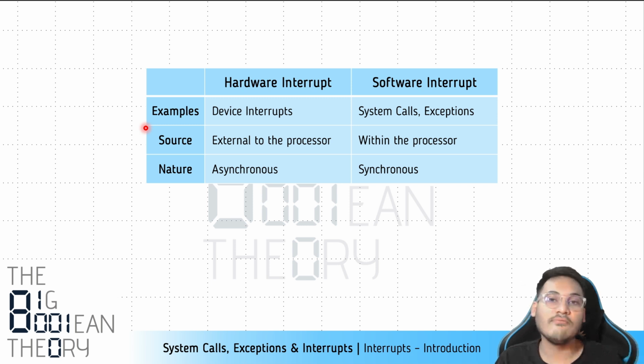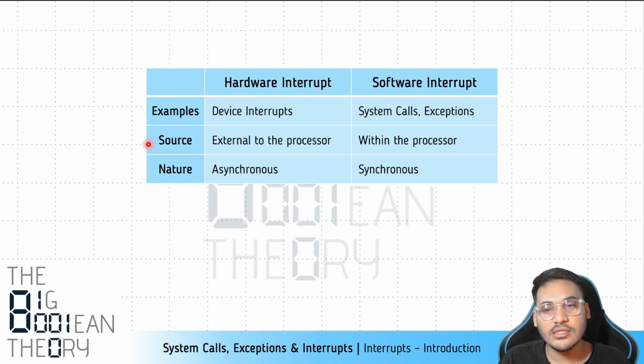So the examples that we have already seen: in case of hardware interrupt, the example is the device interrupts that come from a variety of hardware devices. And for software interrupt, the examples are system calls and exceptions. In system calls, the source of the interrupt is the user process who is invoking the system call. And in case of exceptions, again, it is the user process which is misbehaving, which is causing the error, which is the source of the software interrupt.